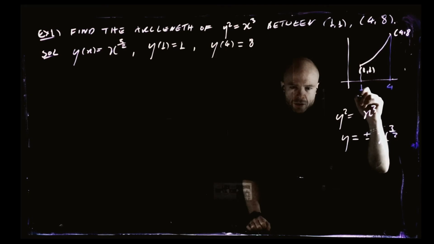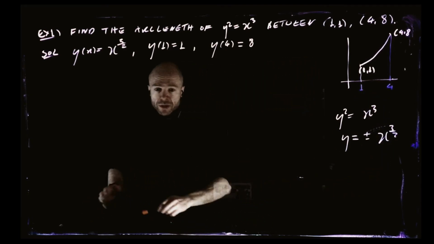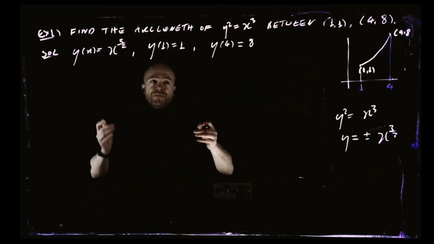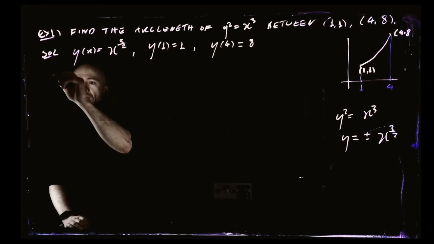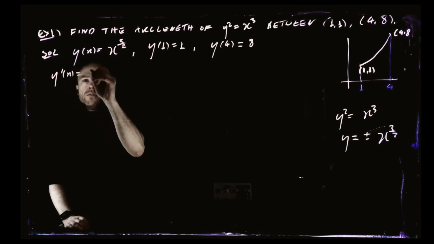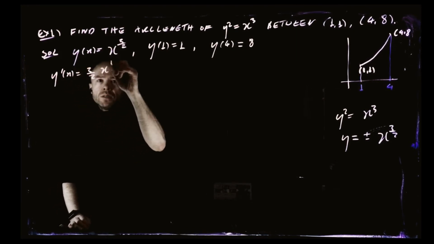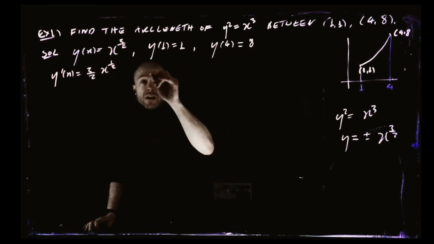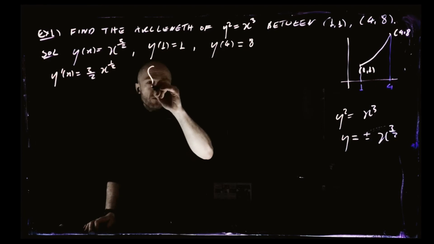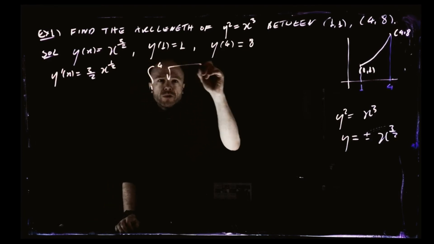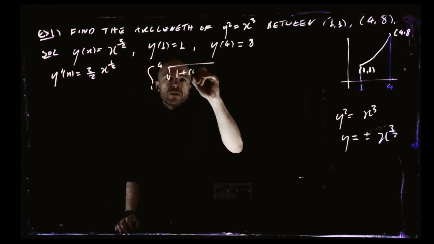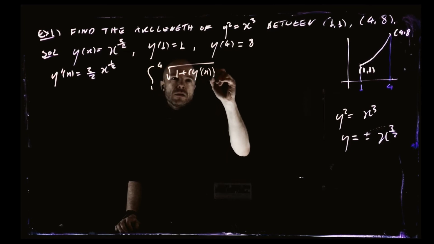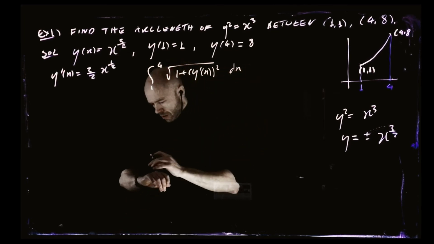Now that we know that's true, we just apply the formula. So this is our guy. y prime of x is 3 over 2 x to the 1 over 2. And then our formula is the integral between 1 and 4 of the square root of 1 plus y prime of x squared dx.